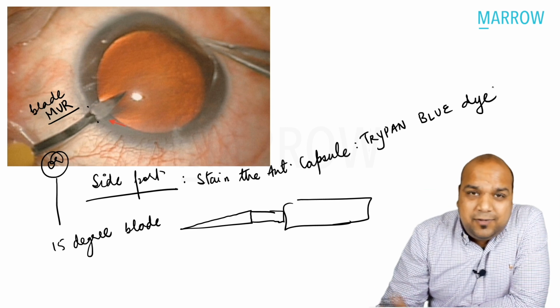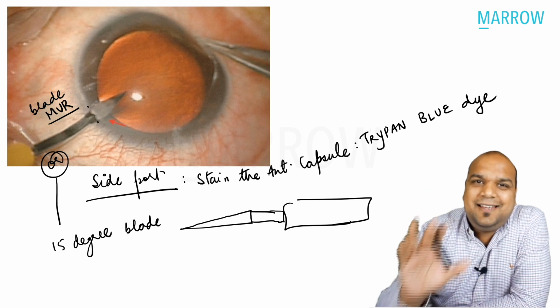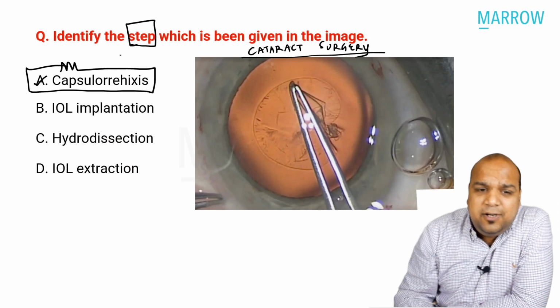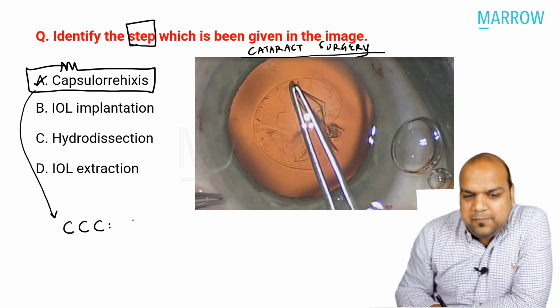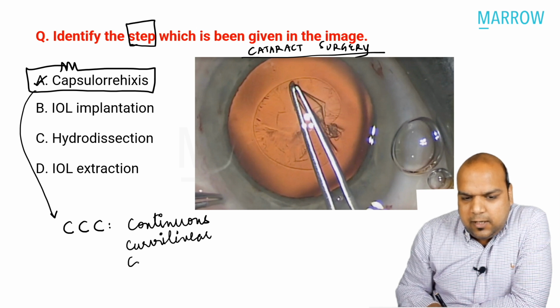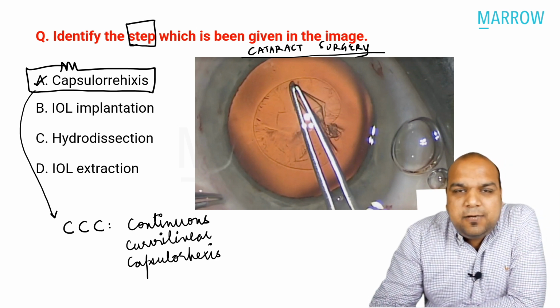Now after staining, why are we staining it? We are staining it to create a window to go inside the lens, everybody. So create a window in the anterior capsule. When we create the window in the anterior capsule, it is known as capsulorhexis, everybody. So CCC, continuous curvilinear capsulorhexis. Okay, everybody, CCC, continuous curvilinear capsulorhexis.